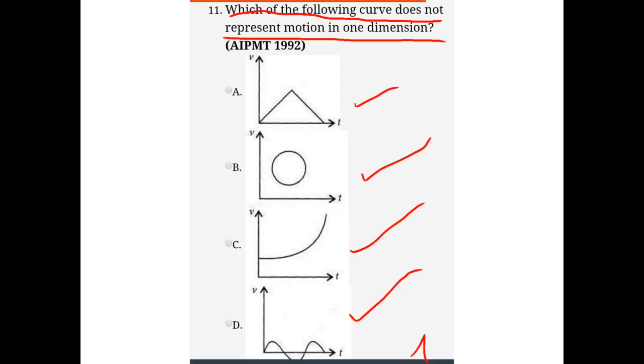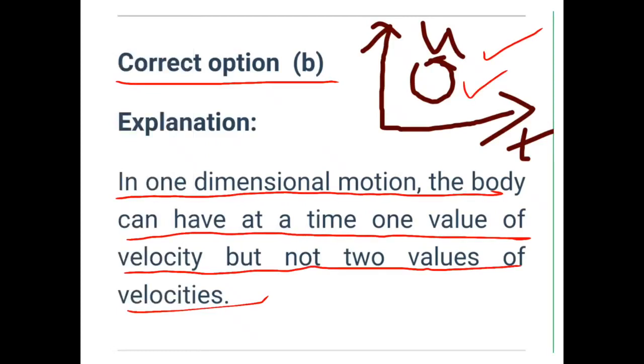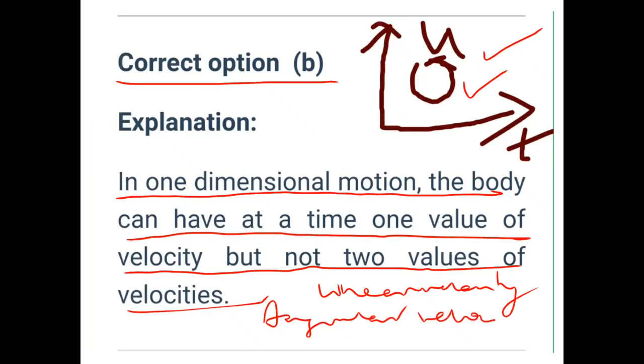The answer for question number 11 is option B. It is the correct answer because in one dimensional motion the body can have, at a time, one value of velocity but not two values of velocity. Circular motion has two velocities. One is linear velocity, and another one is angular velocity. So circular motion is a two-dimensional motion. So option B is the correct answer.